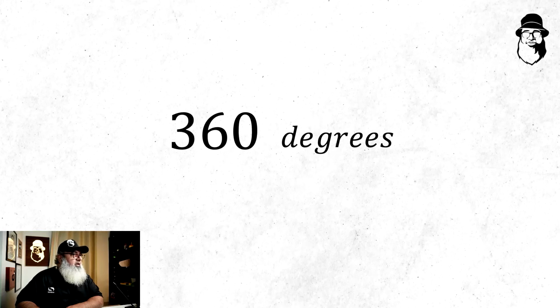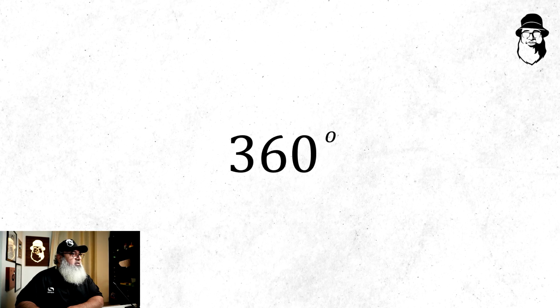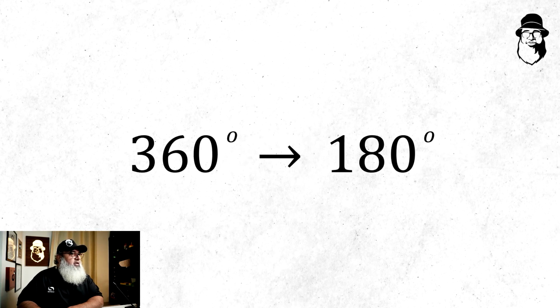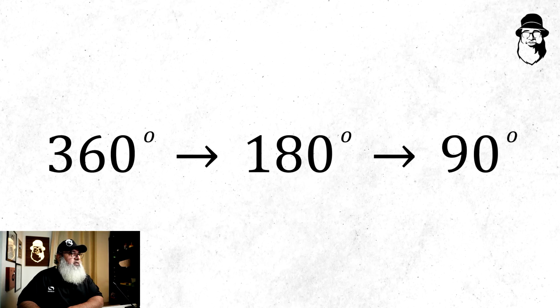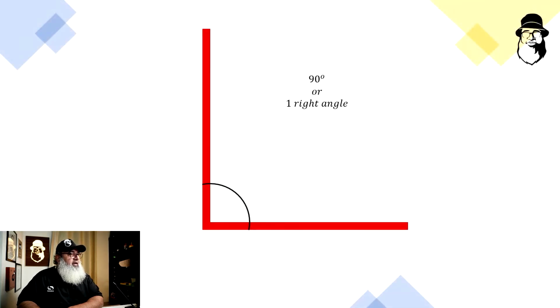A complete turn is divided into 360 degrees, written like this. This means that half a turn is 180 degrees and a quarter of a turn, which is a right angle, is 90 degrees.